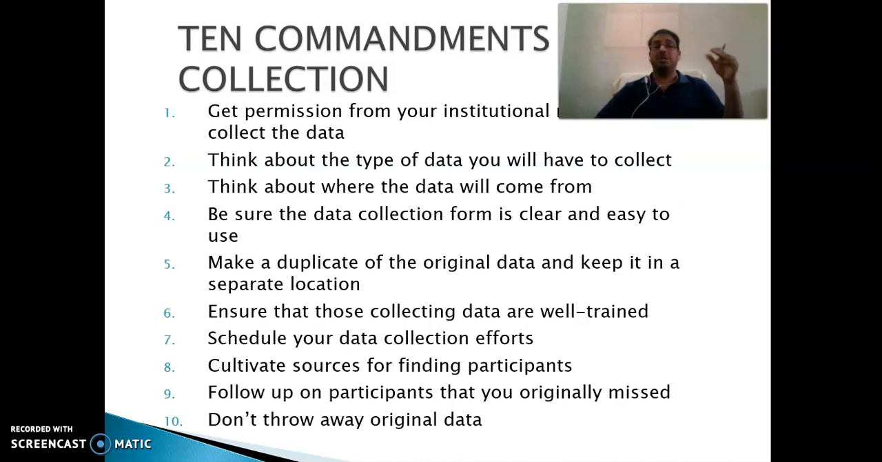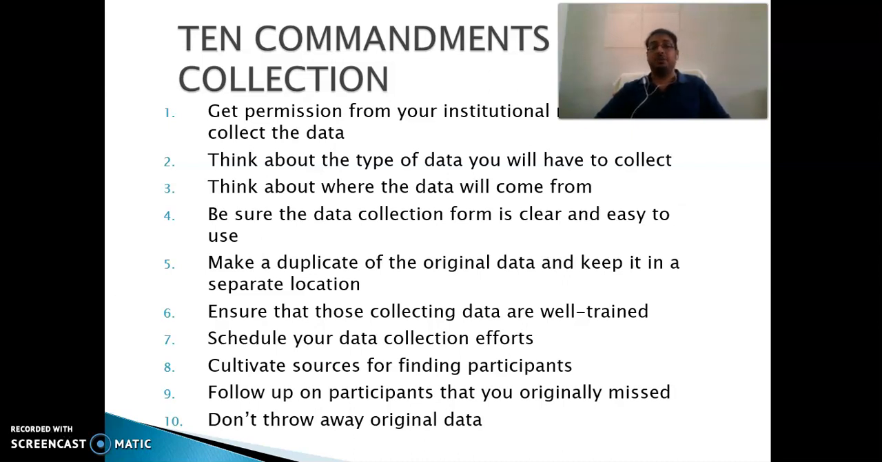The next commandment, schedule your data collection efforts. How you are going to put in your efforts, make a plan. Then the next commandment, cultivate sources for finding participants. How are you going to find your participants? Who are your participants, respondents? The students. What type of students? Is it first year, second year, or fourth year, undergraduate students, master's students, PhD students, lecturers, or maybe outsiders? Who are your participants? You have to identify and cultivate sources for finding participants.